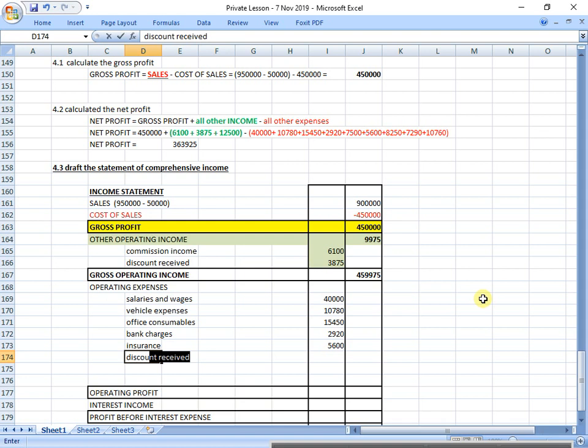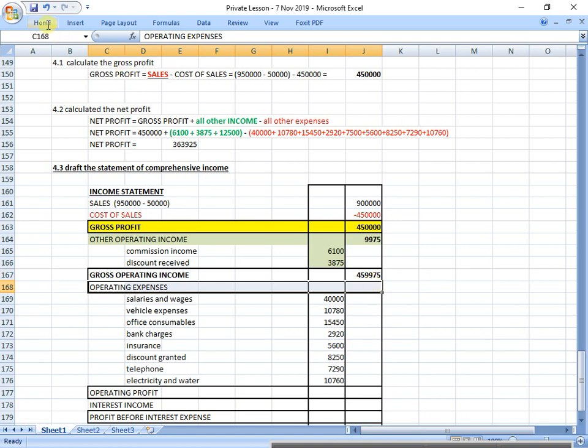Telephone. No, you missed one. Discount. Discount rented. Okay, how much? 8,250. What else? And telephone. Telephone. How much? 7,290. What else? Electricity and water. Last one. 10,760. Okay, there we go. We've got all the expenses. So, what do we do? Add up.